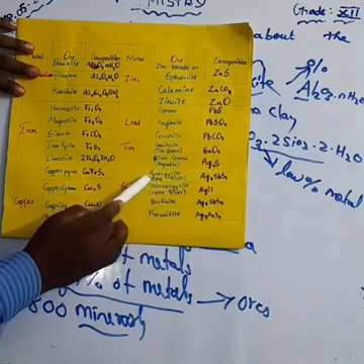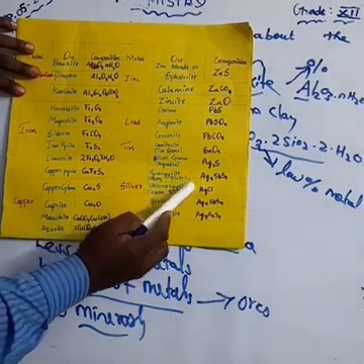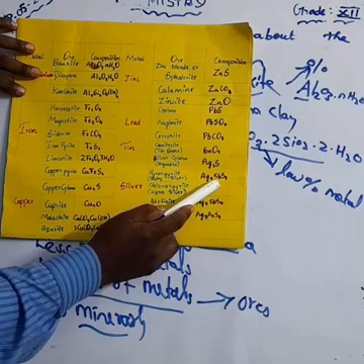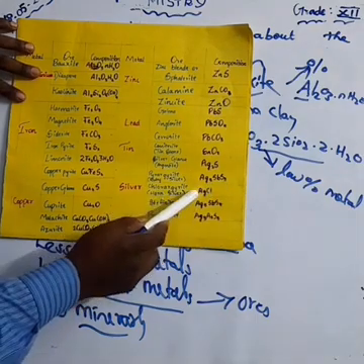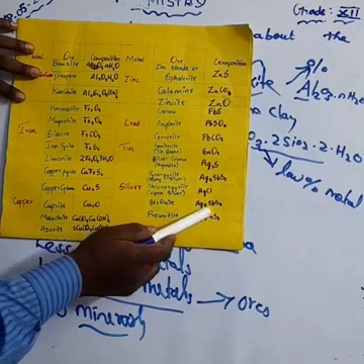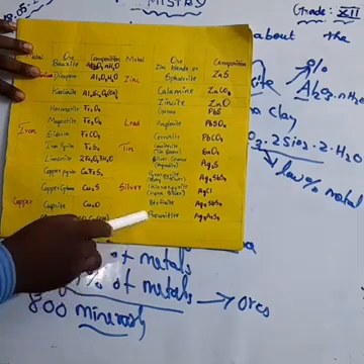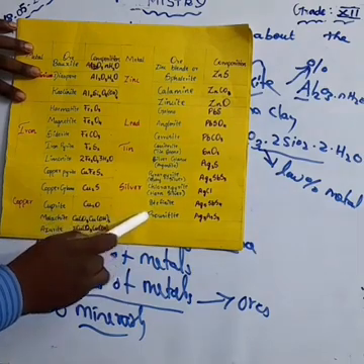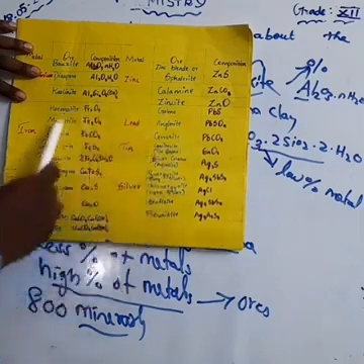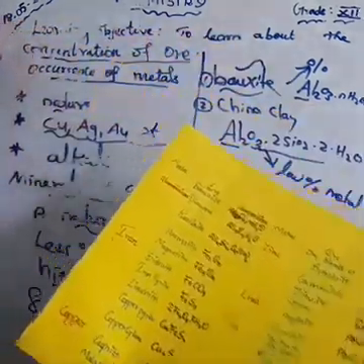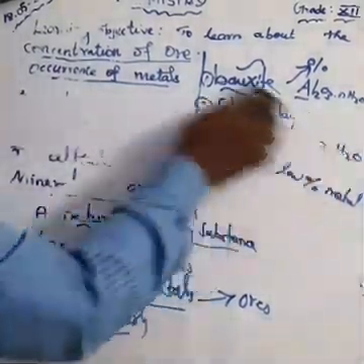Next, ruby silver. What's the formula here? Ag3SbS3. Next, horn silver, AgCl. Next, stephanite, Ag5SbS4. Next, proustite, Ag3AsS3. These are some formulas of the ores of the metals aluminium, iron, copper, zinc, lead, tin and silver.